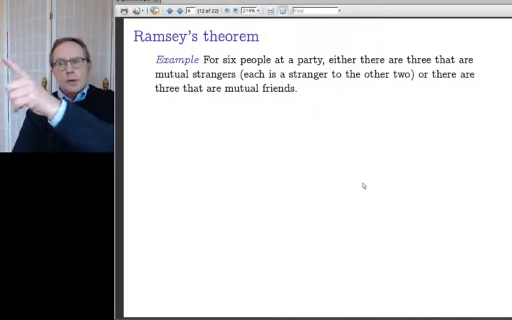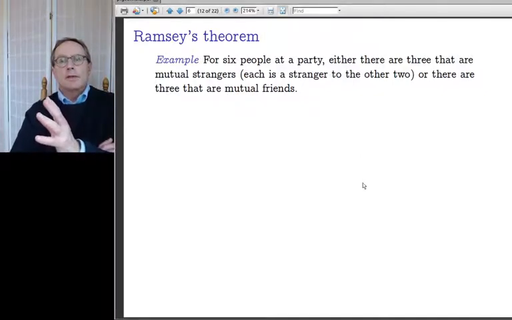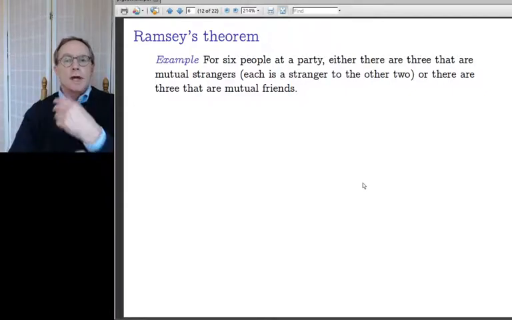So it might be this one, and this one, but anyway, there's got to be either 3 that are mutual strangers or else 3 that are mutual friends. It cannot be the case that you miss one of those 2 cases. That can't happen.